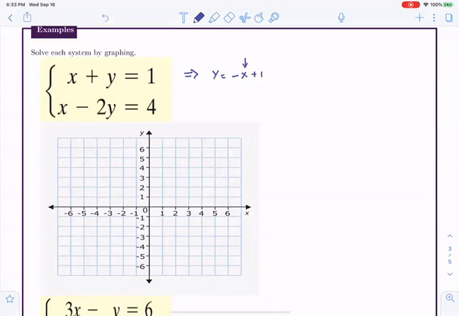So the slope here is negative 1. The y-intercept is positive 1.